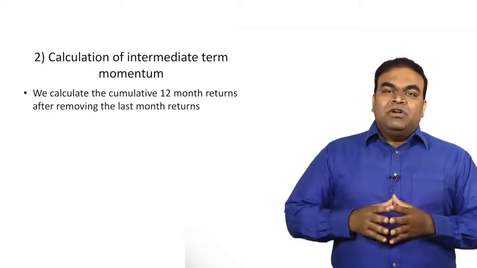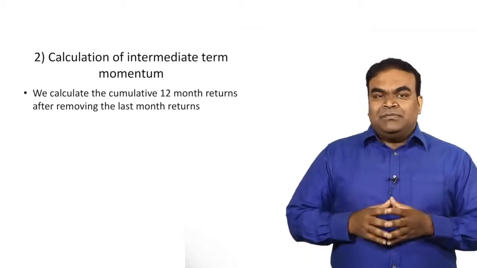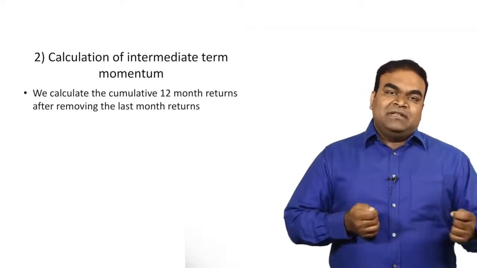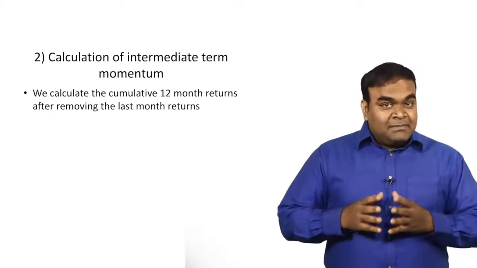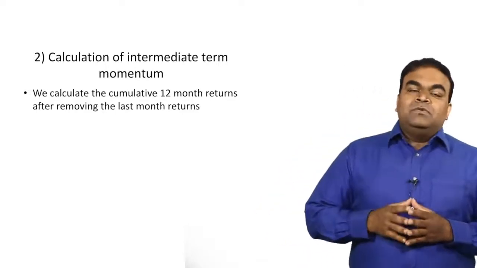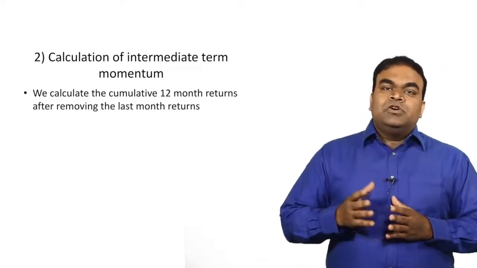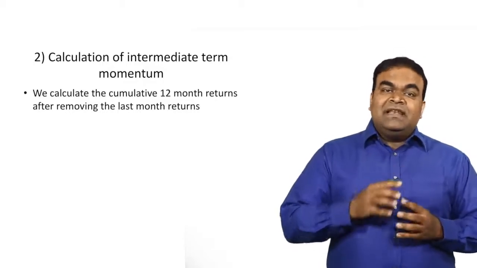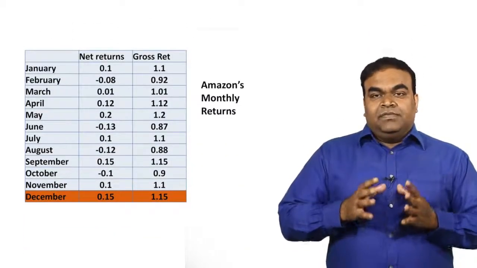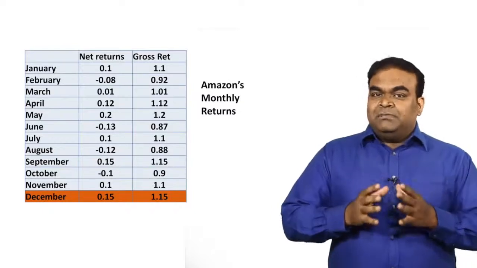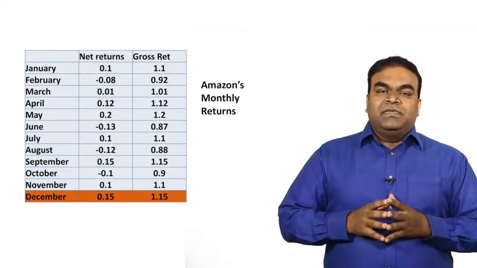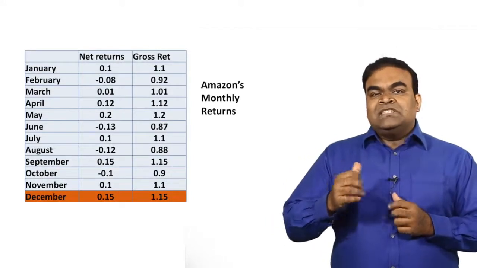We make a slight modification to the way we calculate momentum. We calculate the cumulative 12-month returns after removing the last month returns. Now why are we skipping a month? By skipping a month, we avoid the short-term momentum effects documented by Jagdish and Lehman. If you remember, we have studied these effects in the last lesson. Now, the calculation is similar to what we did previously, just that we do not consider the returns of the 12th month. The slide shows how the calculation changes.